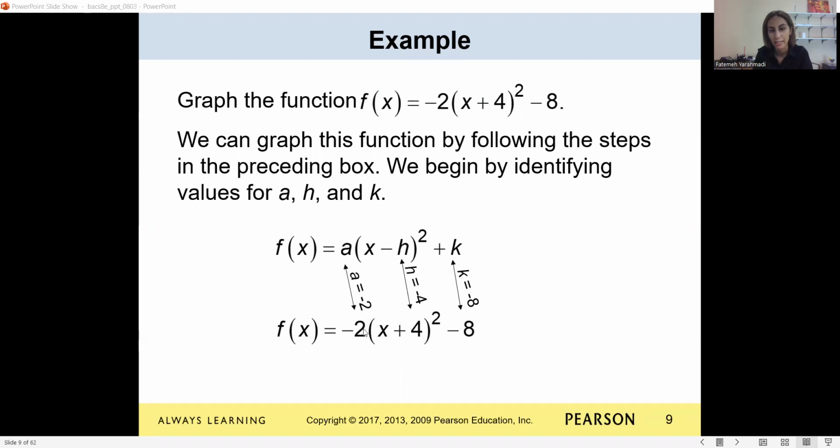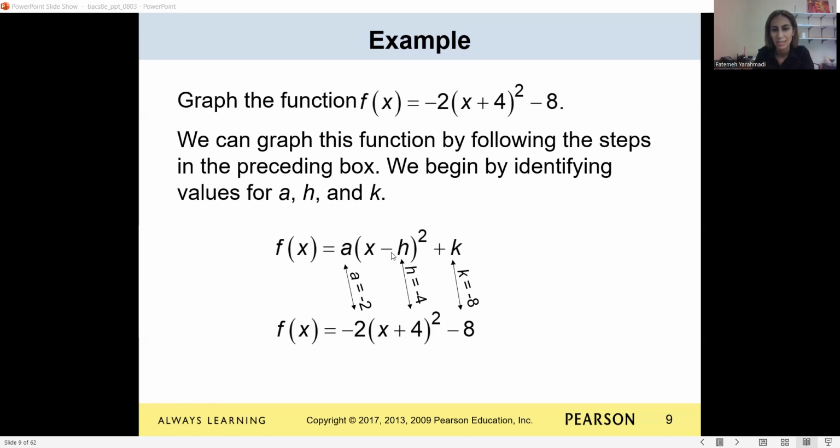A is a negative number, so it means that the graph opens downward. For x plus 4, in the formula we need to see a minus sign. So what's the meaning of that? It means that your h was originally a negative number. h is -4. And finally, k is -8.